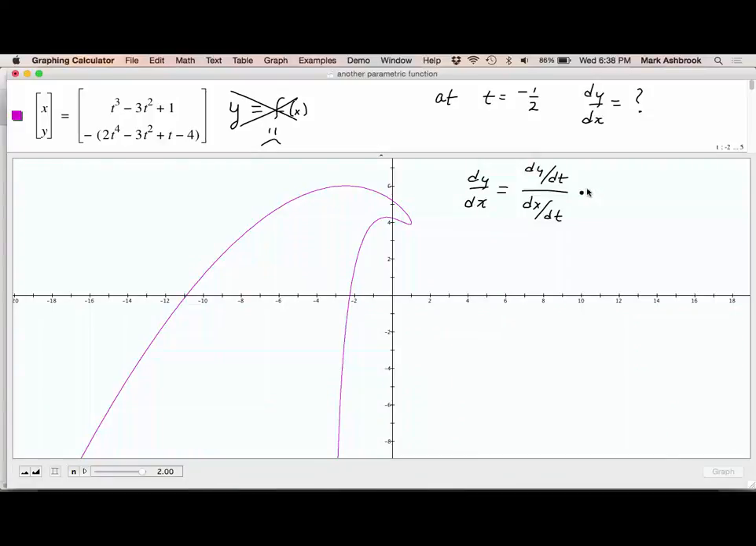Okay, so our dy/dt was -8t cubed minus 6t plus 6t minus 1 over 3t squared minus 6t. And so now at t equals -0.5, what does that equal?